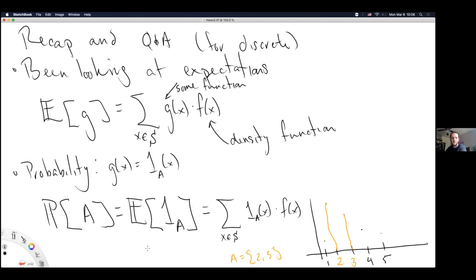There's various expectations in the world because different expectations depend on the argument, just like functions depend on the argument. If you're looking at a function, x squared of 2 is different than x squared of 4. So if you take a specific function, then you get a whole different expectation out. And when the specific function g is the indicator function, that gives you probabilities.